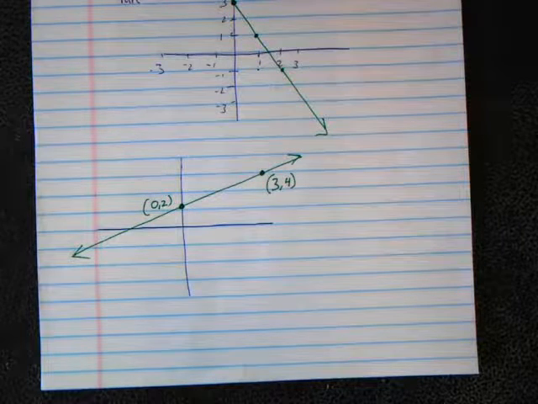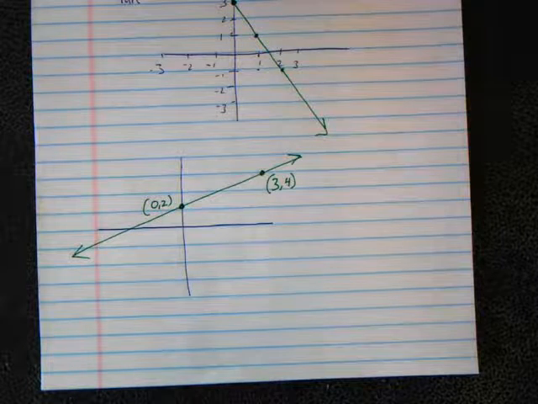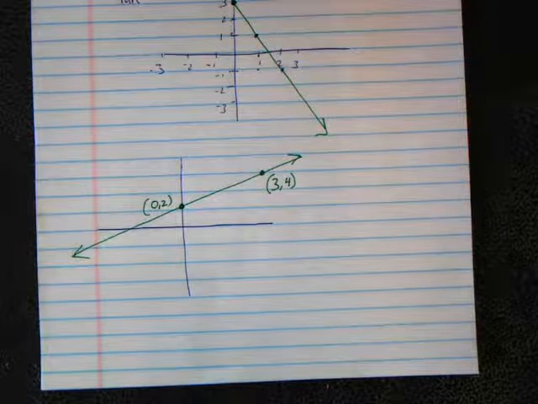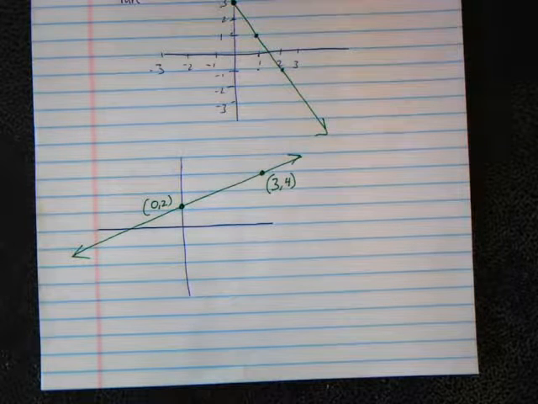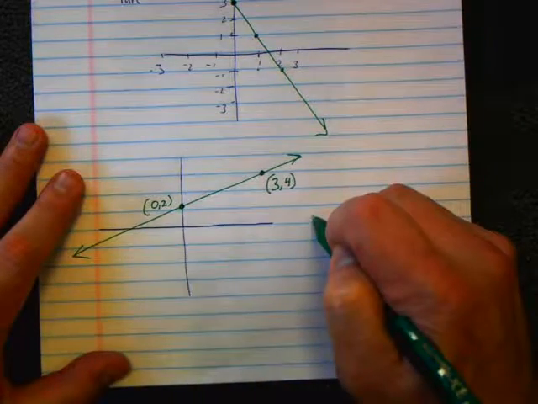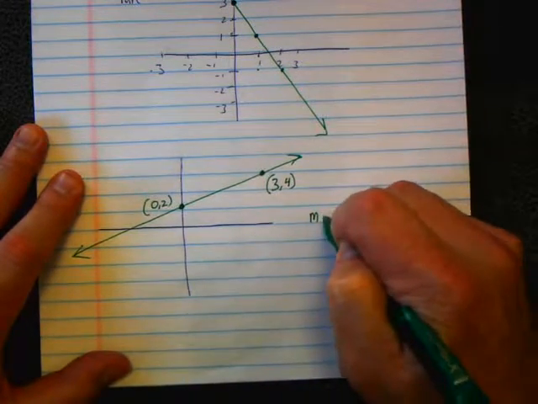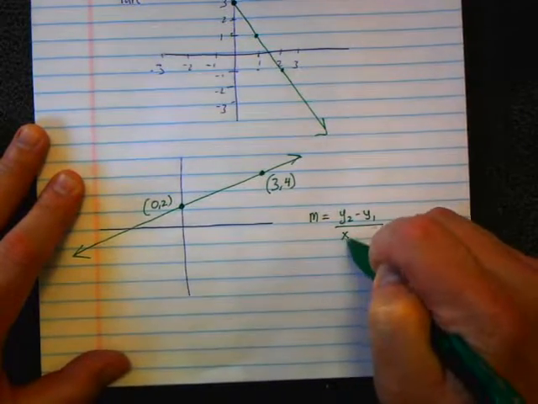Yes. How could you tell me what the slope is? Why do I do 4 minus 2 and then 3 minus 0? That's absolutely correct, by the way. There's a famous little formula that we use for slope a lot, and it's m equals y2 minus y1 over x2 minus x1.